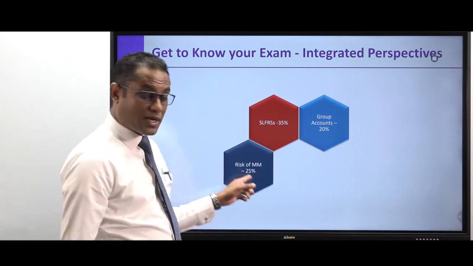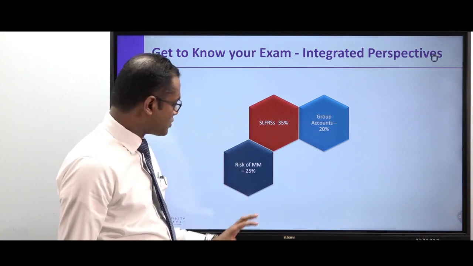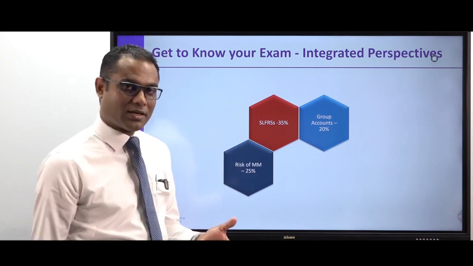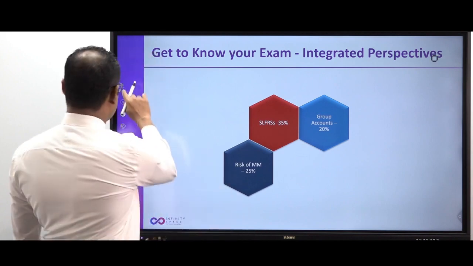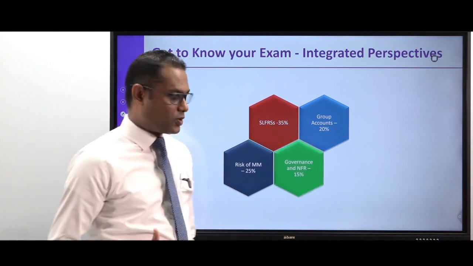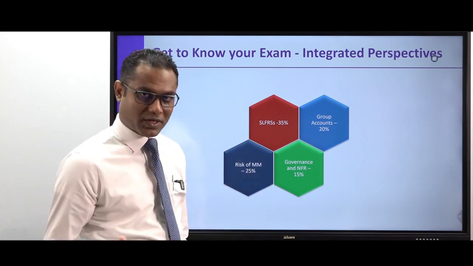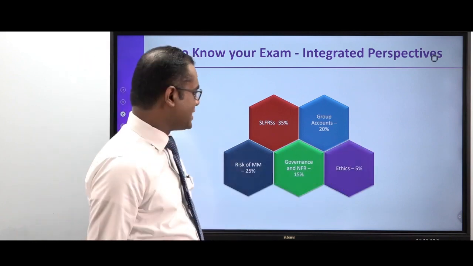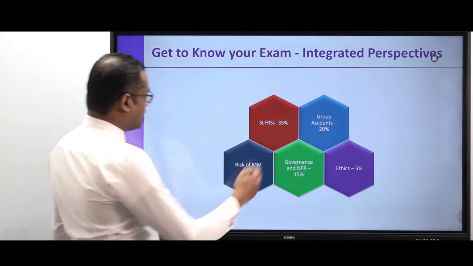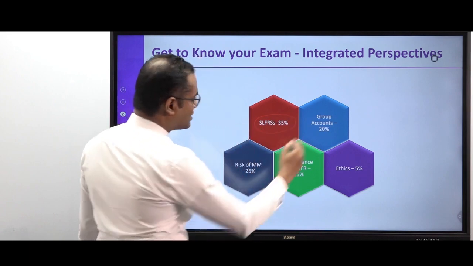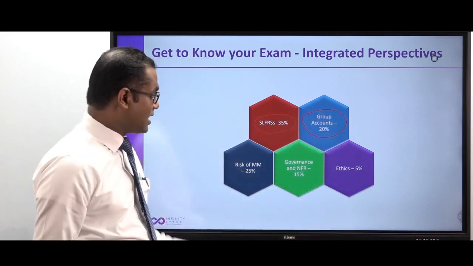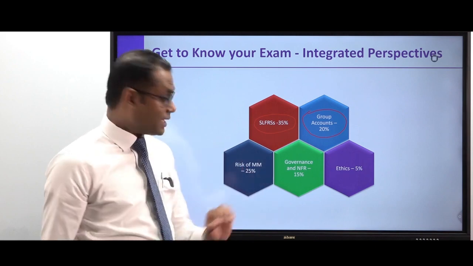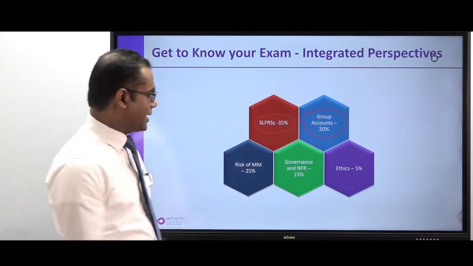Thereafter, as mentioned, emphasis is given to the risk of material misstatements, how to identify risk of material misstatements by looking at a set of financial statements, right? Which consists of 25% of the syllabus. And thereafter, governance and non-financial reporting. Non-financial reporting in the sense of things like integrated reporting, right? Which covers 15% of the syllabus. And finally, 5% of the syllabus consists of ethics. So out of these five areas, what I'm going to cover is SLFRSs as well as the group accounts, right? So the relevant areas of financial reporting. The other three topics would be covered by the lecturer who is teaching the risk, governance and ethics part, right?